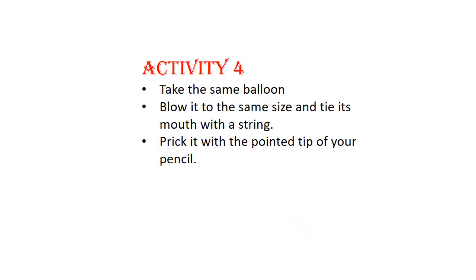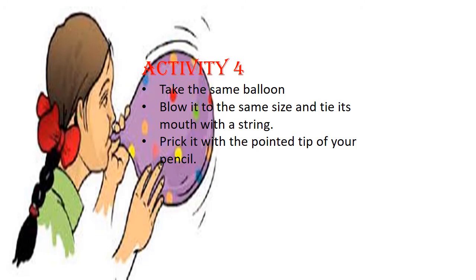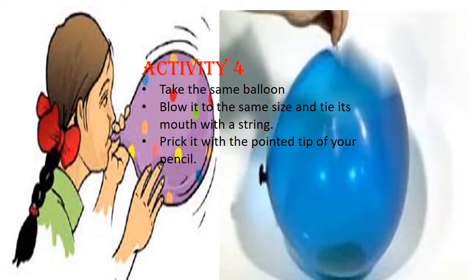Now, we will see activity 4. In activity 4, you have to take the same balloon. And what you have to do, you have to blow it to the same size and tie its mouth with a string. Okay. Then you have to prick it with the pointed tip of your pencil. You can see in the picture. You have to prick it with a pencil.